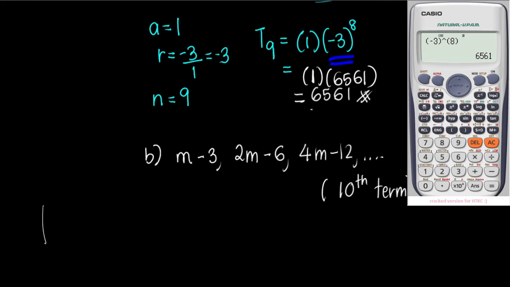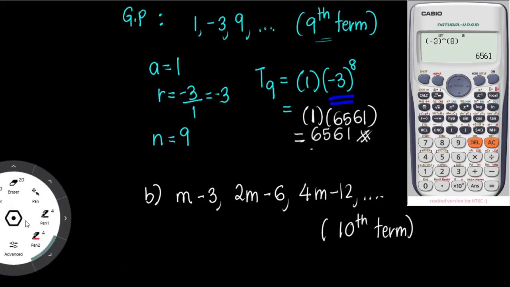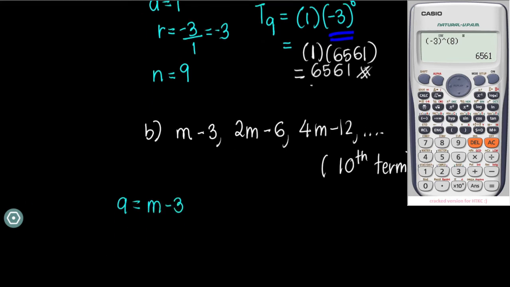Okay, so first step, make sure you always know what your a is. Here your a is m minus 3. Let's find our r. Our r, take the second term, 2m minus 6, divide the first term, m minus 3.